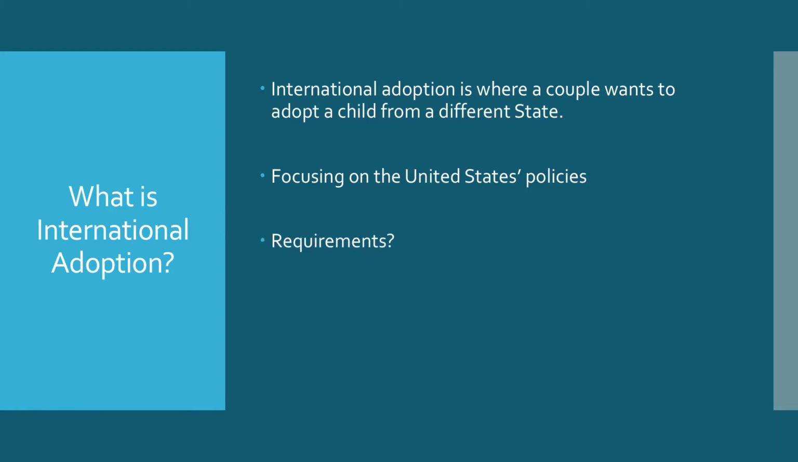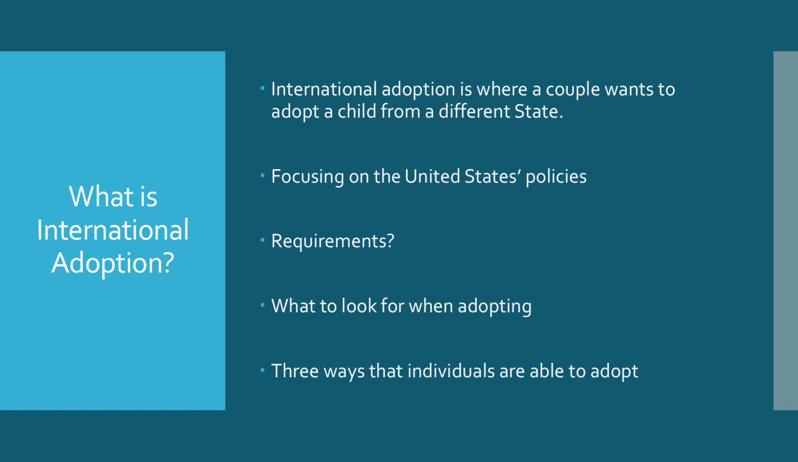There are many requirements of paperwork that you need to fill so that you are able to internationally adopt a child. Before you adopt, you need to look for certain things, such as the policies of the United States, the policy of the foreign state you are wishing to adopt from, and other details that come into play. In the United States, there are currently 3 ways that individuals are able to adopt internationally.